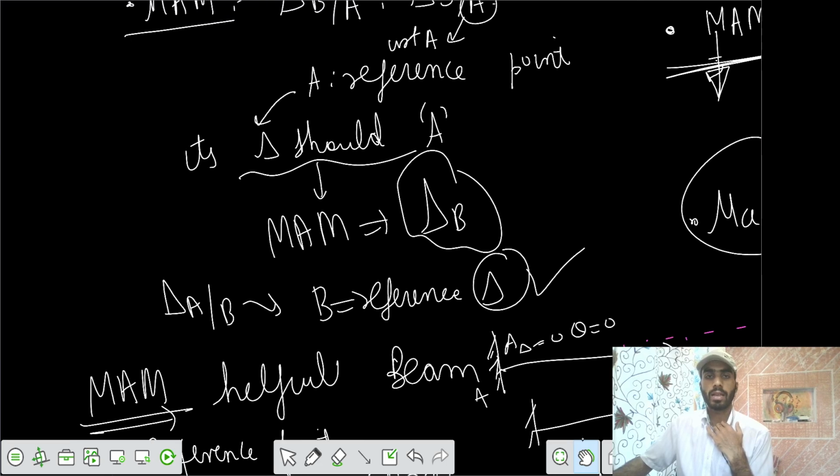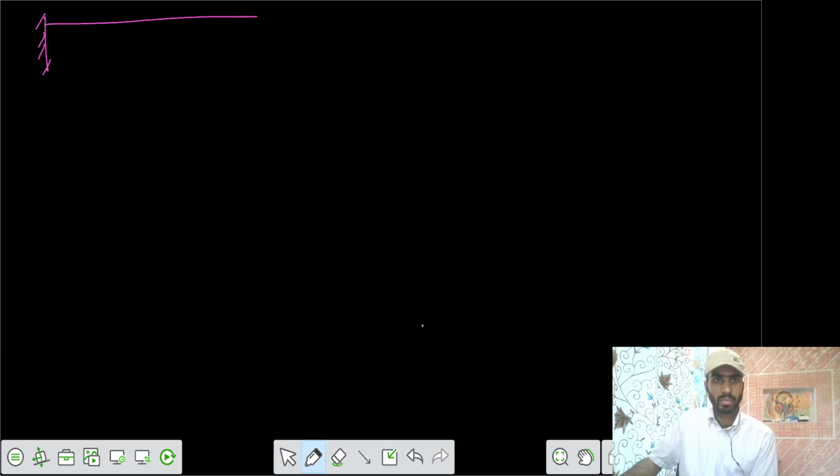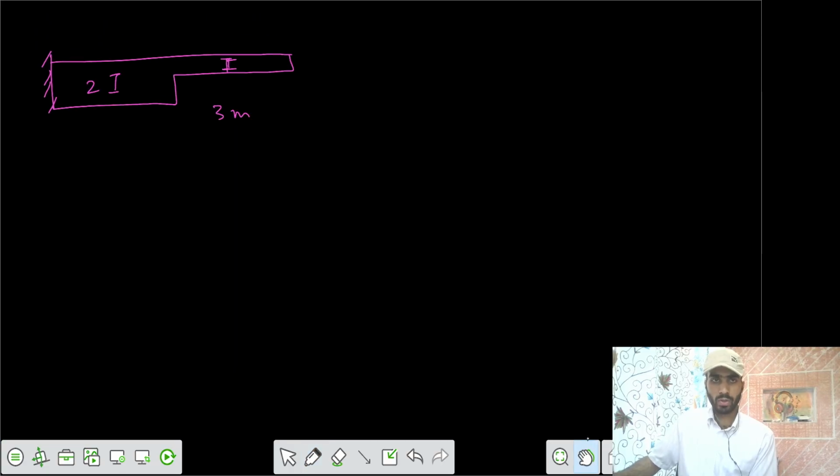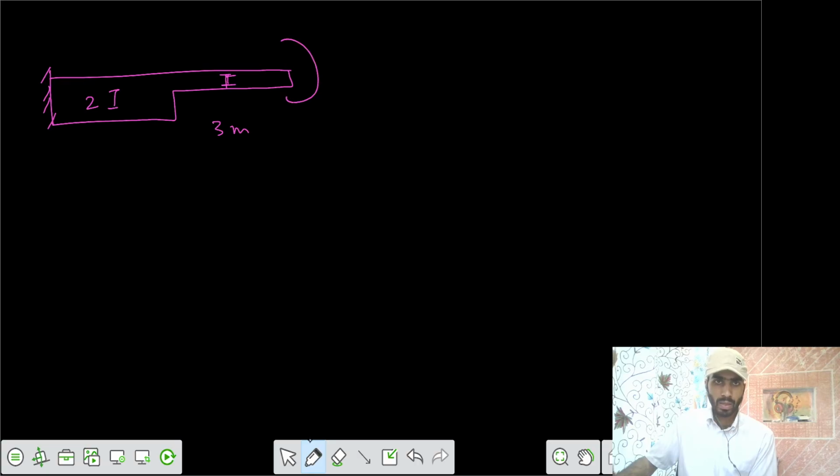Okay, let's have the first problem. Problem number 1. Say you have a non-prismatic beam of length 3 meter. You have area moment of inertia I, then here 2I. Then you apply an anti-clockwise moment of 500 Newton meter. Get the value of deflection at B and deflection at C, where point B is here, point C is here, and this is your point A.